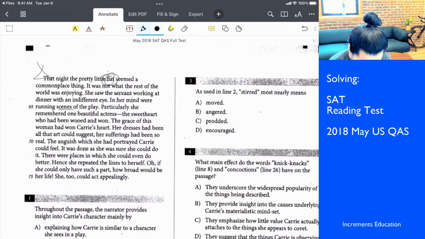Scenes of the play. One beautiful actress, the wounded one. This woman had won her heart. Her dresses had been all that art could, the anguish which had... She repeated the lines of, oh, if she could only have such a part, how broad would be her life. She too could be appealing. Okay, 4:45.